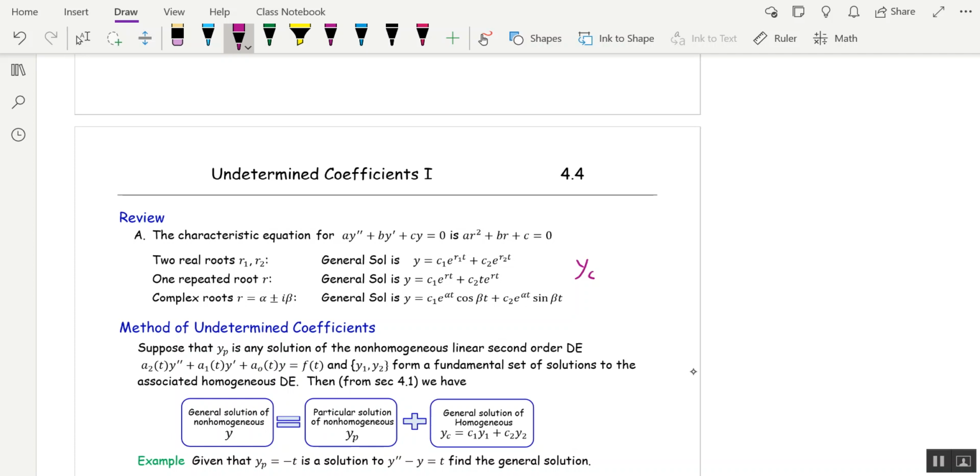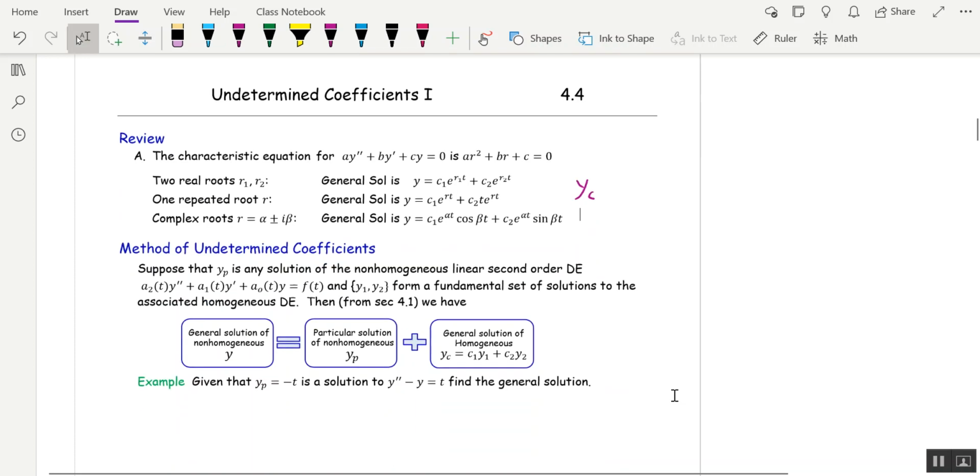So let me remind you of solution structure. Suppose you're trying to solve a non-homogeneous differential equation. So that means over here, instead of equaling 0, you have equaling f of t. The general solution of the non-homogeneous is going to be any particular solution, yp, plus yc, which is the general solution of the associated homogeneous differential equation. So this is the DE equals 0.